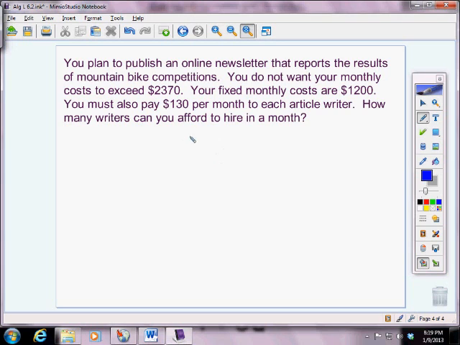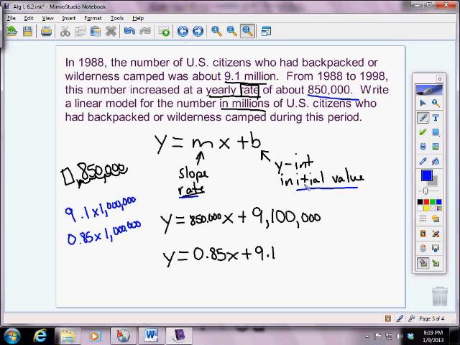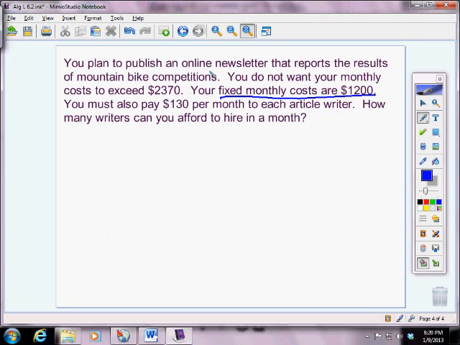All right, look at a couple things here. We have fixed monthly costs that are $1,200. That means every month we're going to pay that. Now it's a little bit different than here. It's not necessarily our initial value, but it's a fixed cost. We're adding b. We're adding this every month. Just like here, we're always going to have 9.1 million plus however many we add each month.